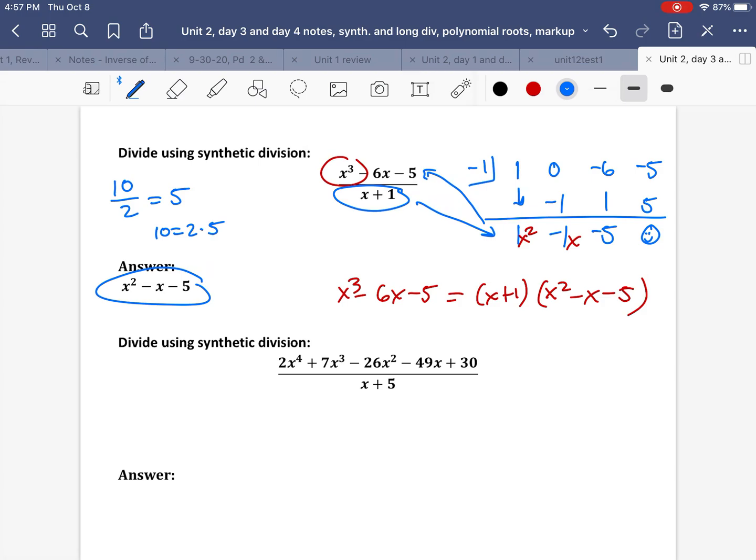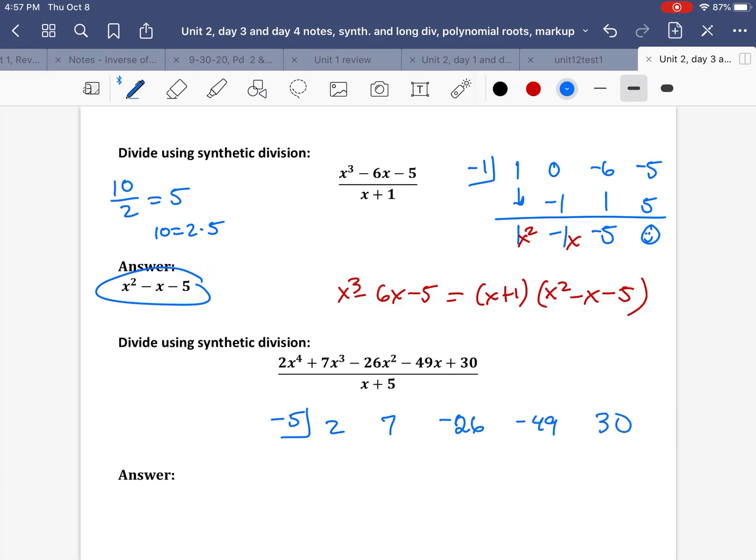So let me erase all those little markings because that was just to show you that stuff. All right, so let's go on. Just a couple more little examples here. This is a long one here. Let's see. So put a -5 in the box. I'm going to have 2x to the fourth, 7x to the third. There's nothing missing here.